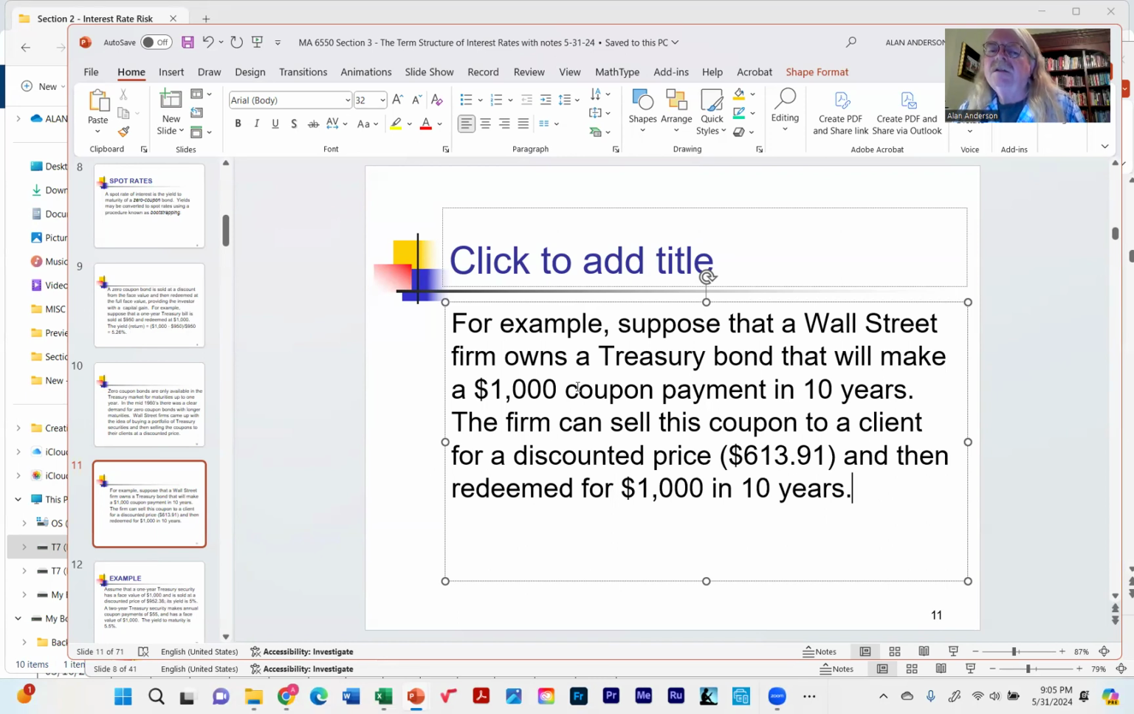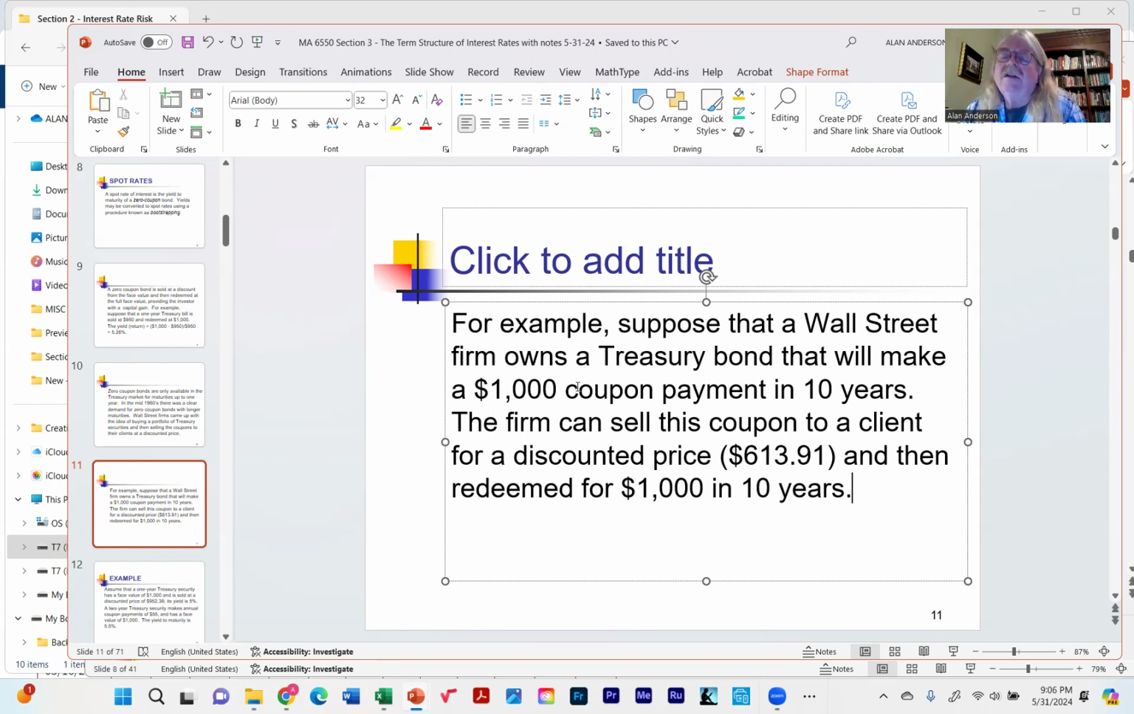And so what happens here is that this bond that they own with the $1,000 coupon, the government has a record of this somewhere. They sold it directly to this Wall Street firm. So the bottom line here is that if they sell this coupon to a customer and then they go out of business, the customer will still get the $1,000 because there's a record of it somewhere. The government knows that that coupon is meant for this customer, and so there's no credit risk.